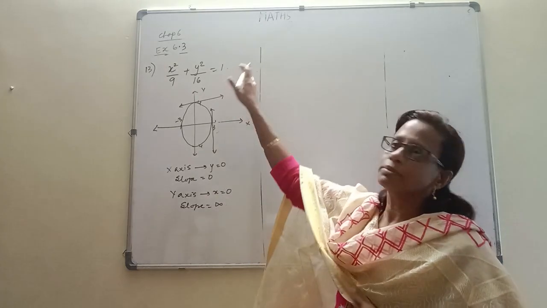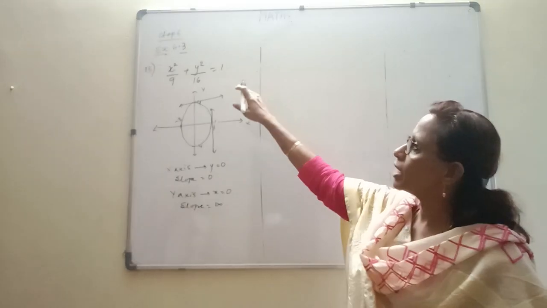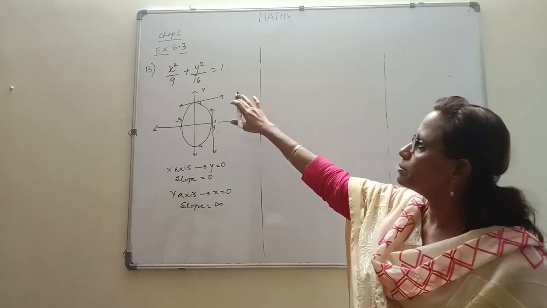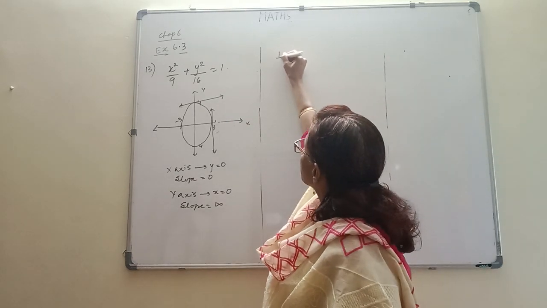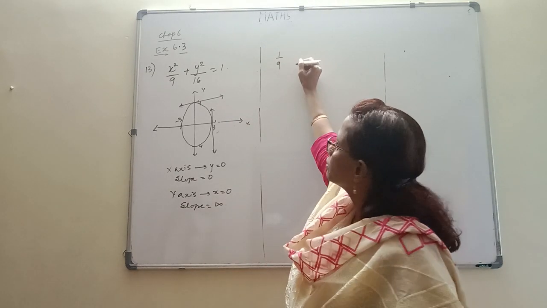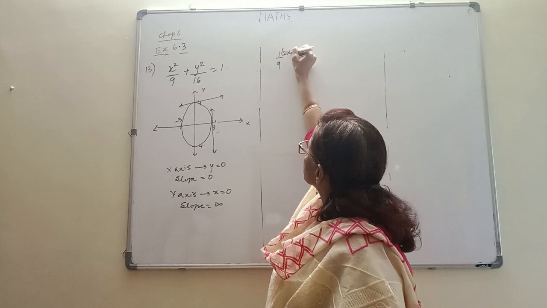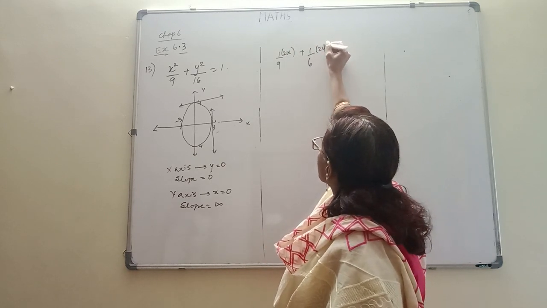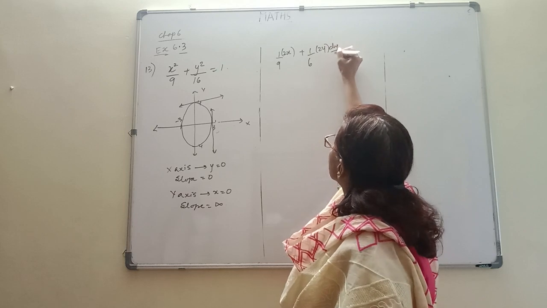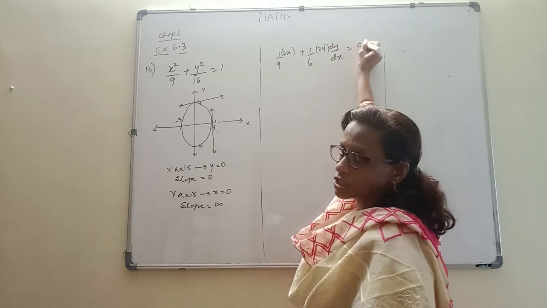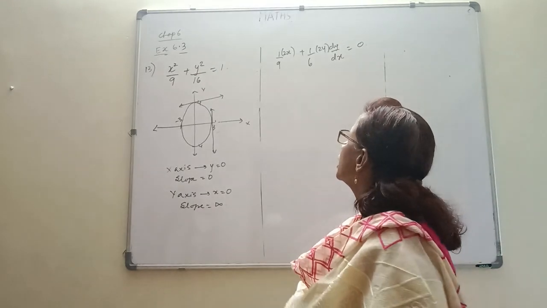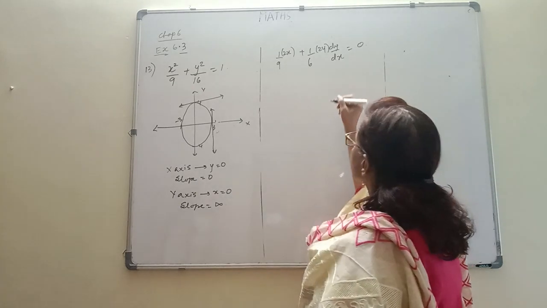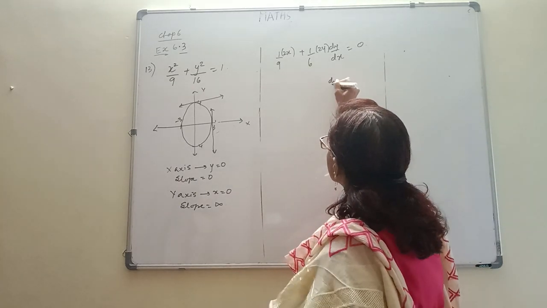So let's take this problem and find the dy by dx. x squared by 9 plus y squared by 16 equal to 1. For x squared by 9, 1 by 9 is a coefficient. For x squared, the derivative is 2x. 1 by 16 as it is, derivative of y squared is 2y, and dy by dx, derivative of 1 is 0, we all know it. So that way we will be able to get the dy by dx.